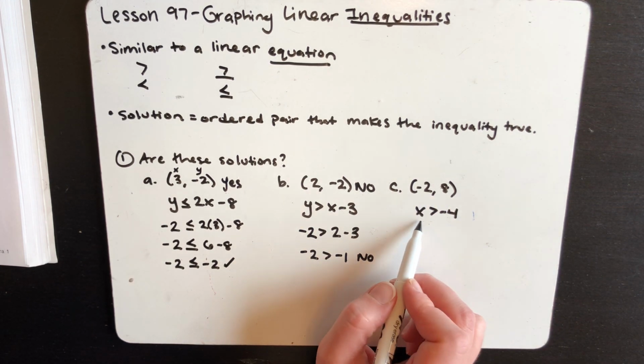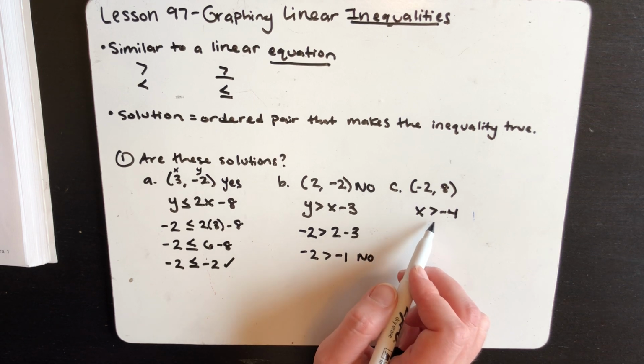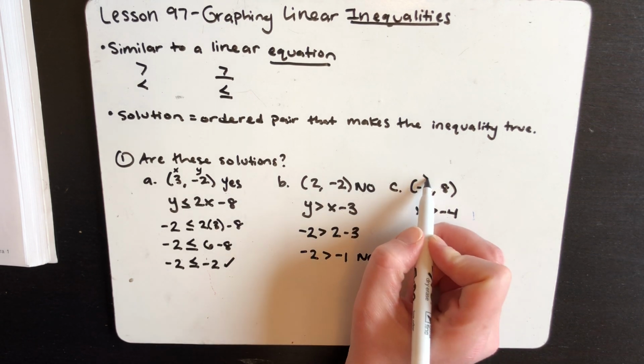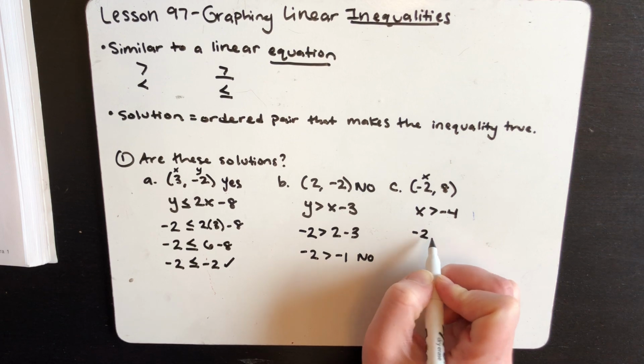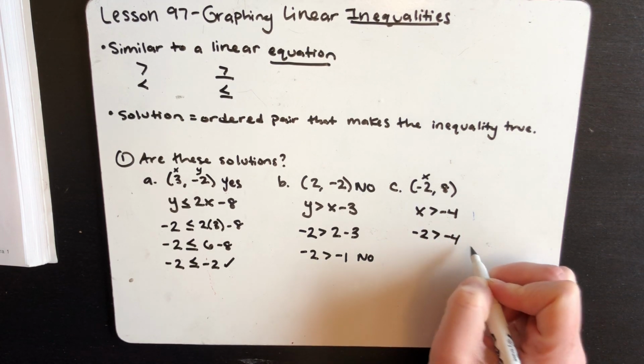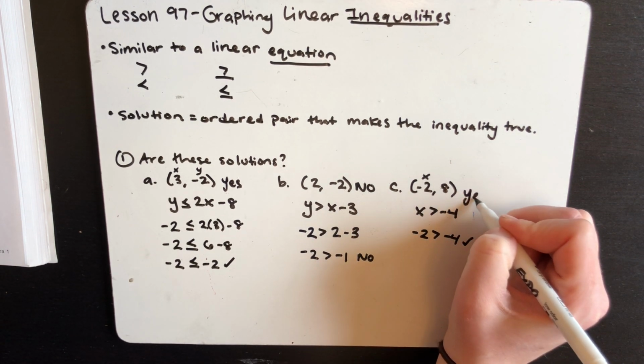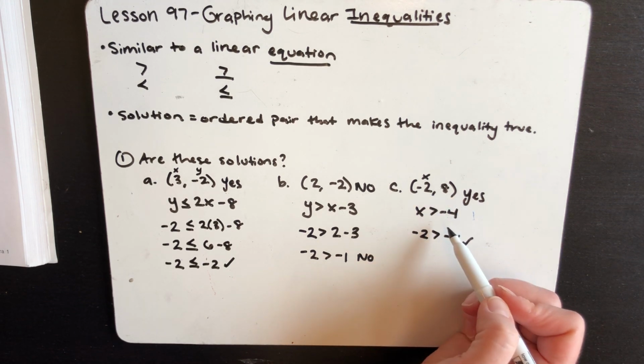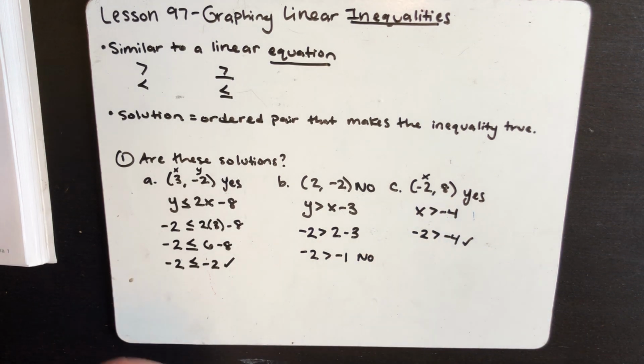Here's our ordered pair, and our linear inequality this time is x is greater than -4. Well, this is our x value here. So is -2 greater than -4? Yes, it is. So yes, this ordered pair is a solution to that linear inequality.